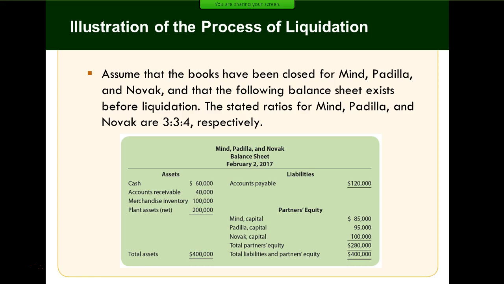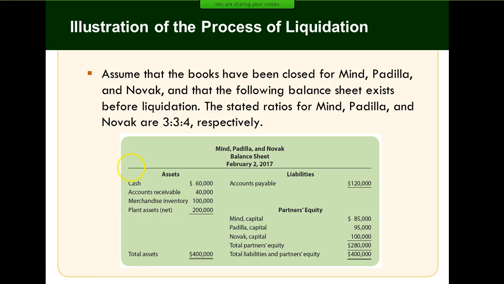So as you see here, assume the books have been closed for this partnership and that the following balance sheet exists before liquidation. The stated ratios for Mind, Padilla, and Novak are 3:3:4 respectively. So 3 plus 3 plus 4 is 10, that would be 100%. So Mind has 30% of the business, Padilla has 30%, and Novak has 40% of the business.